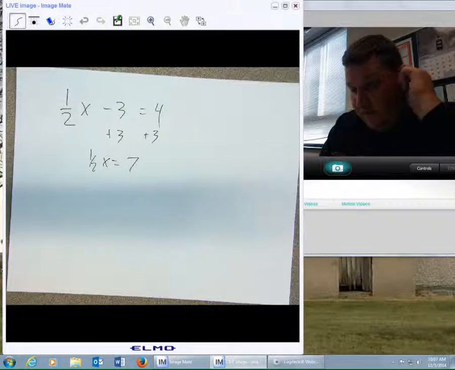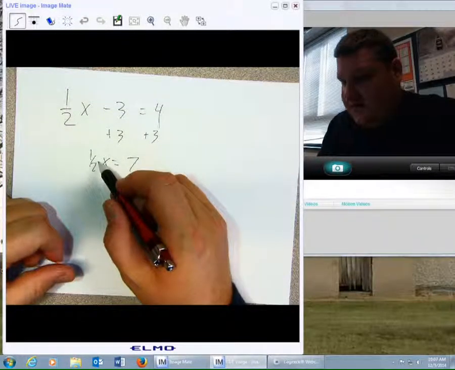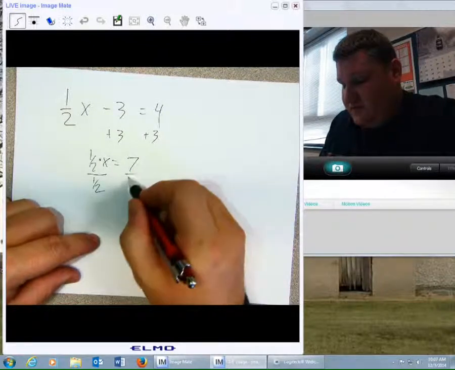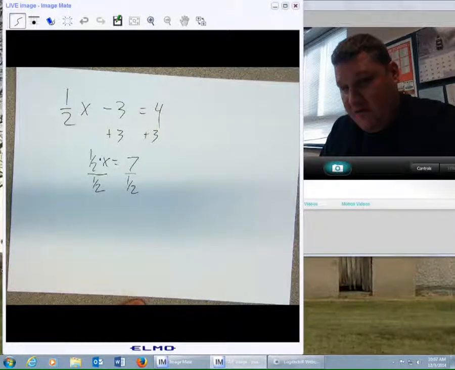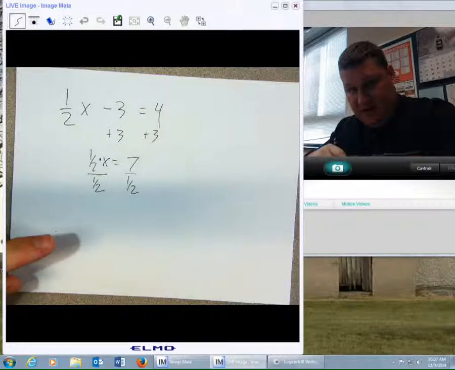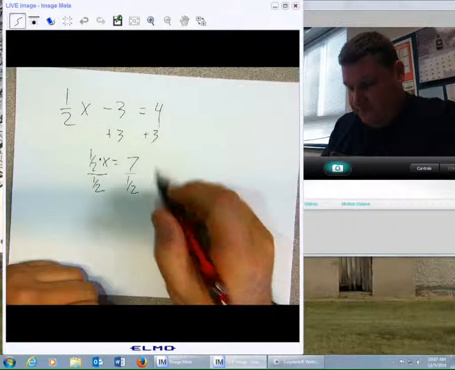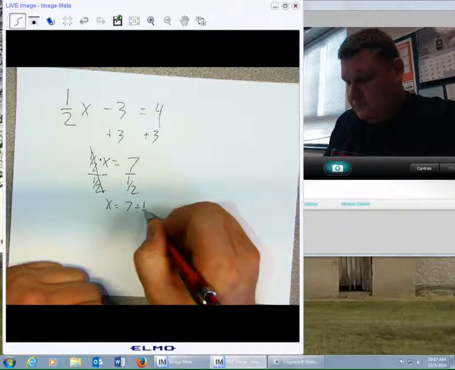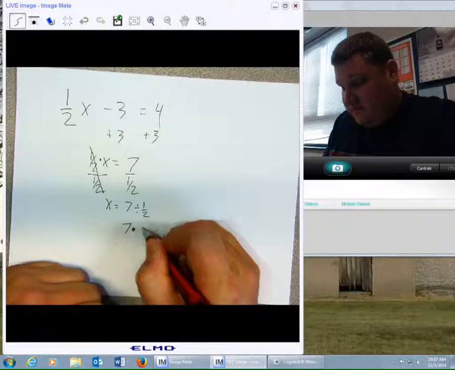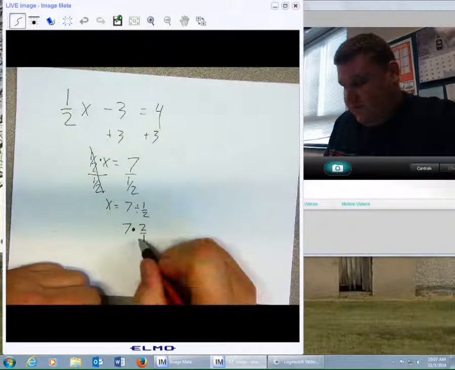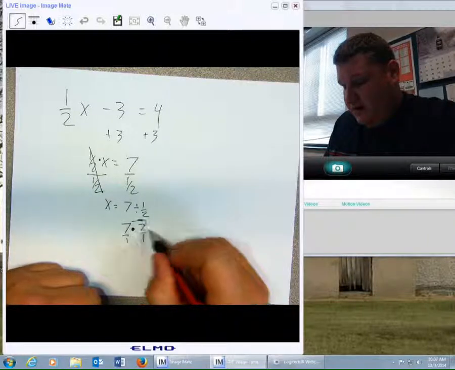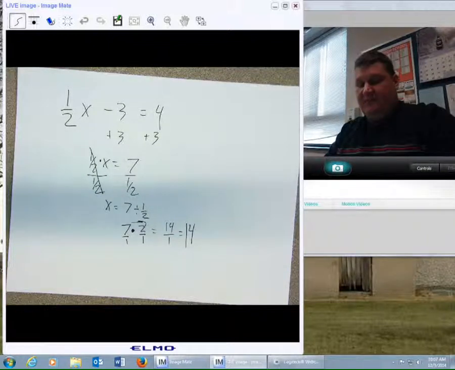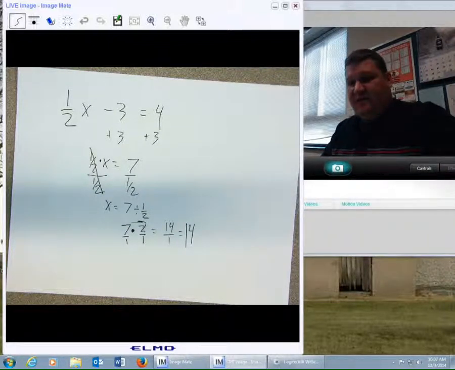Now, at this point, I need to get rid of a 1/2. To get rid of a fraction, it's times, so I'm going to divide by a fraction. The problem is I can't divide by a fraction. What I need to do is multiply by its reciprocal. So if I have 7 divided by 1/2, that's really 7 times 2 over 1. Now to multiply the fractions, I have 7 over 1 times 2 over 1. I get 14 over 1, or just plain old 14. Okay, so there you go. That is solving with variable on one side.